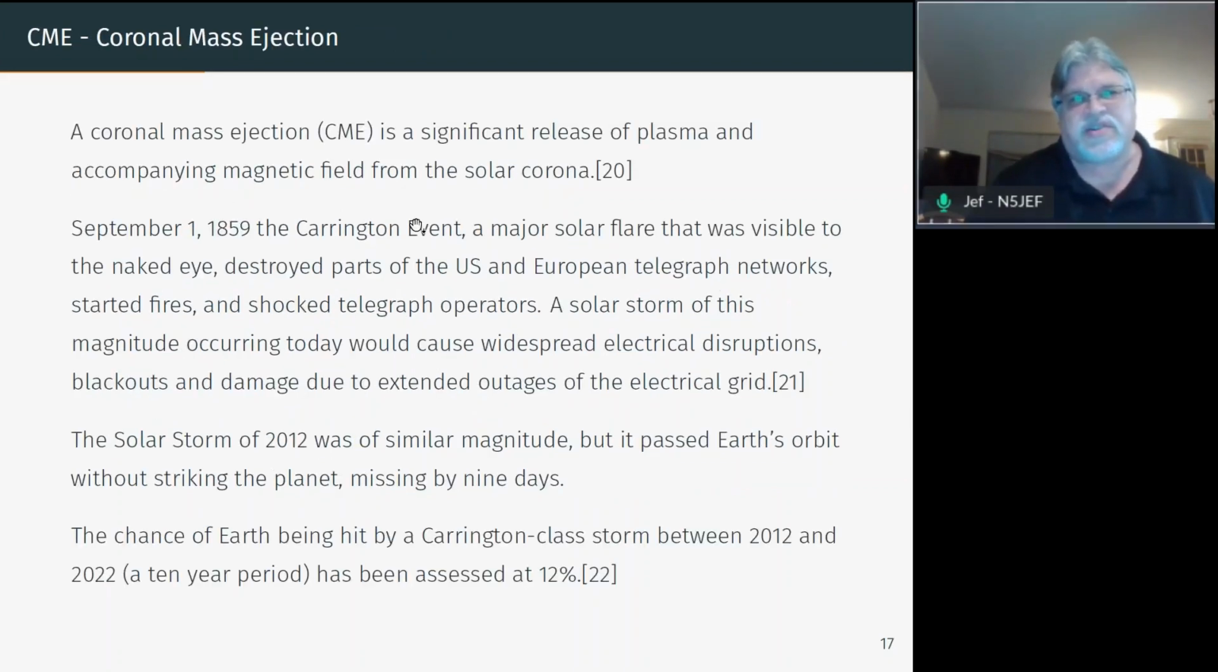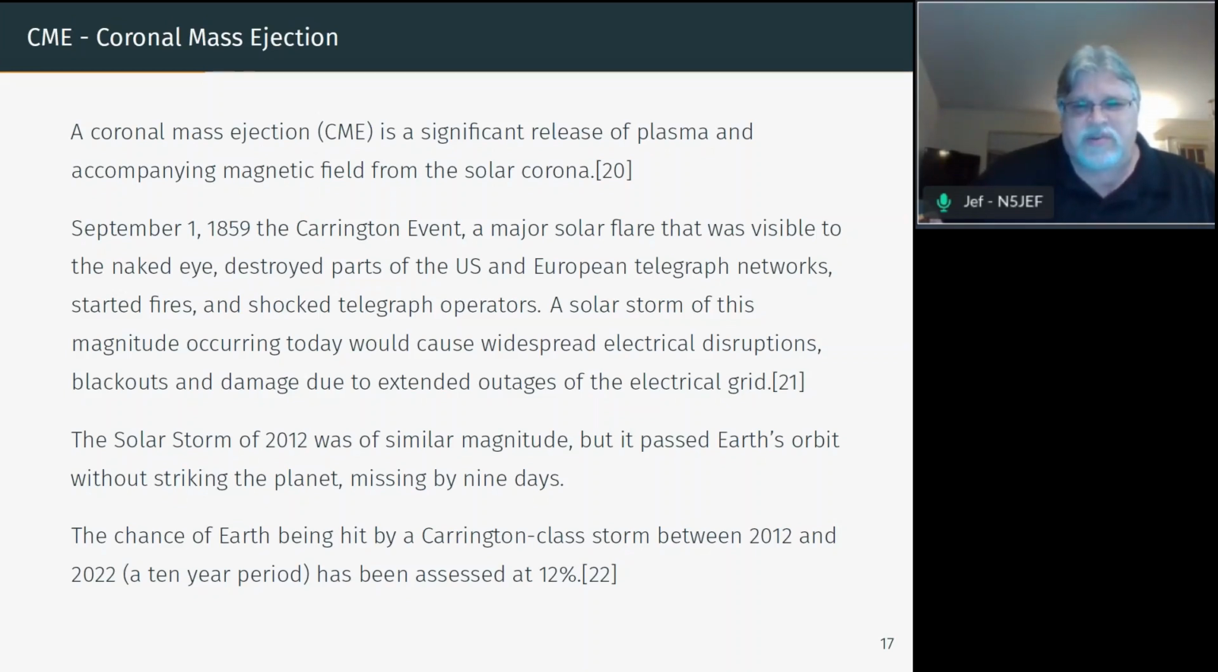Coronal mass ejections is another possibility. Back in 1859, there was the Carrington event. It was a major solar flare. It destroyed the US and European telegraph networks. It started fires. It shocked the telegraph operators. And back then, they didn't really know what it was, but it was a solar flare that hit the Earth with enough intensity to create high voltage on the power lines and the telegraph lines.